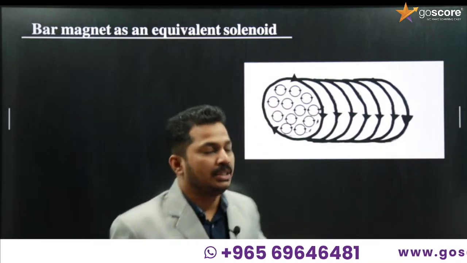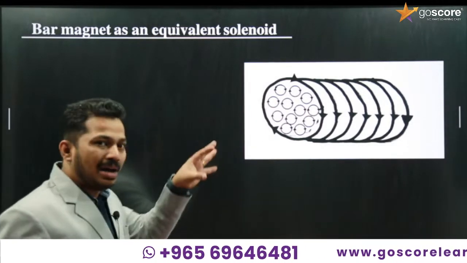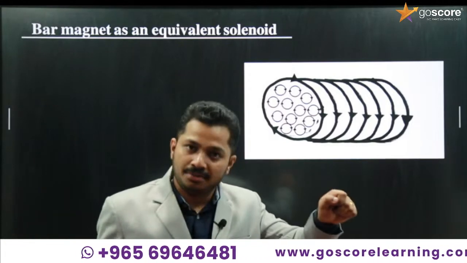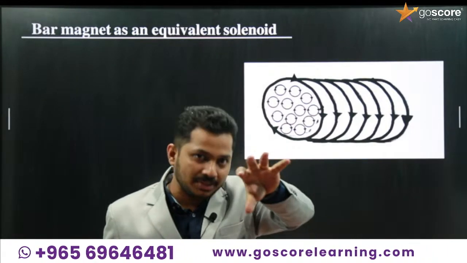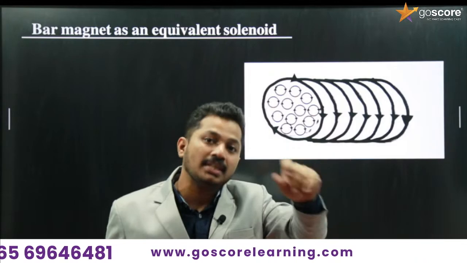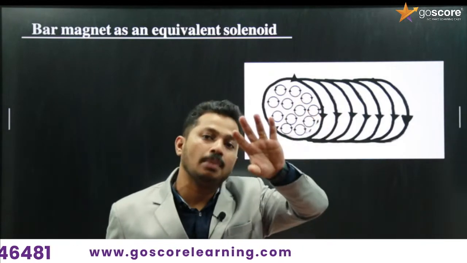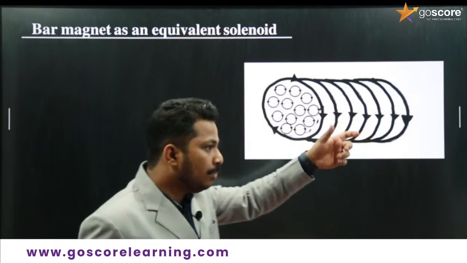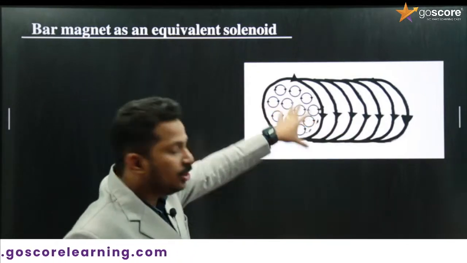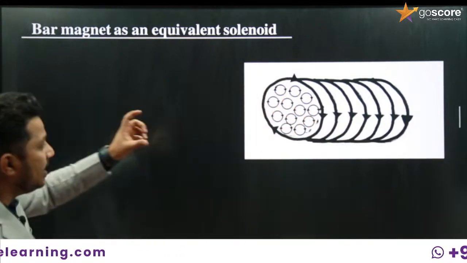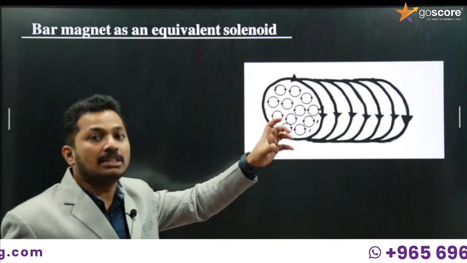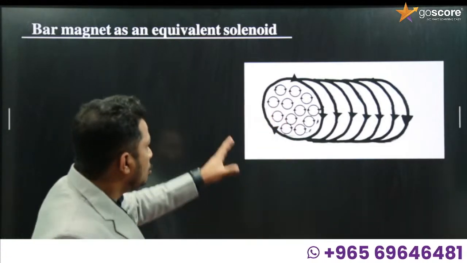Here a bar magnet will produce a magnetic field. If there is a magnetic field, there will be a current associated with that. What is the current? I told you in the last class I will be explaining this idea because we have a topic in this chapter. So this is the topic: what is the current in a bar magnet which is producing the magnetic field there? Let's see.